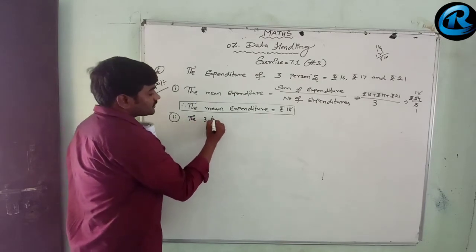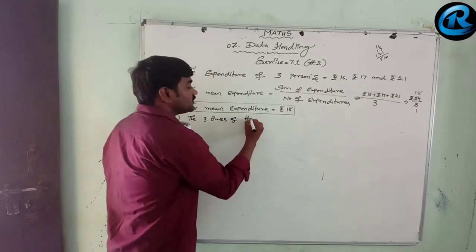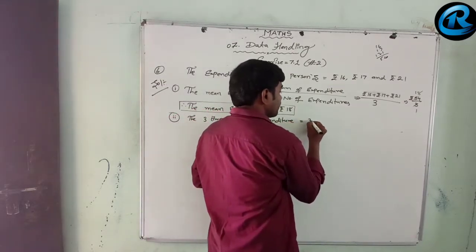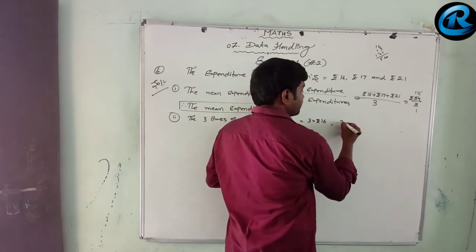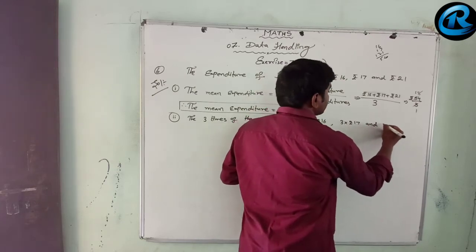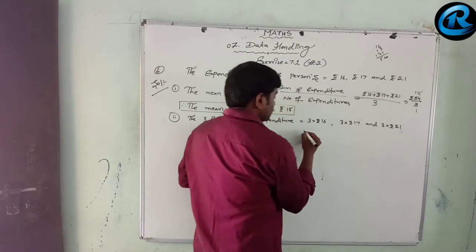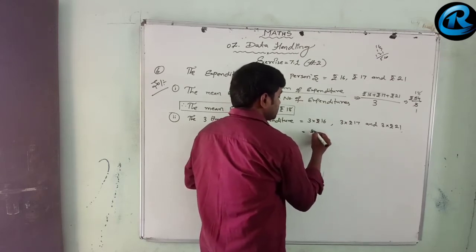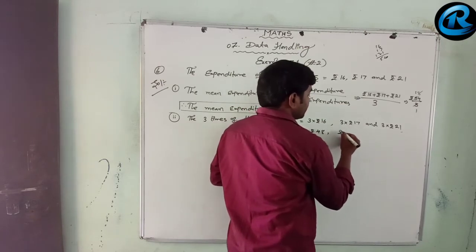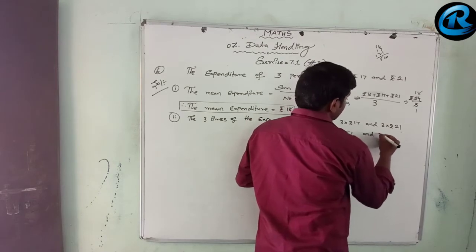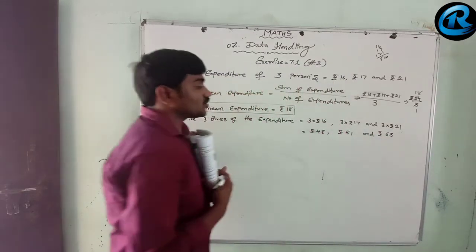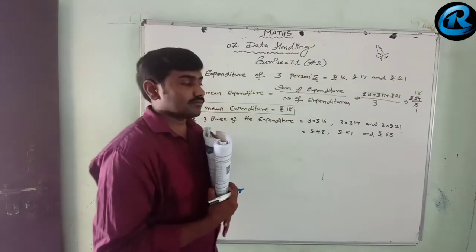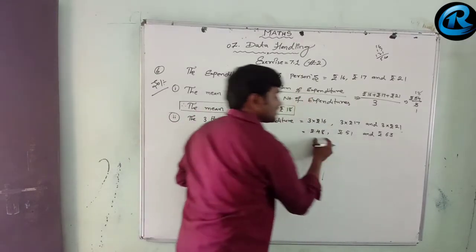Now here, 3 times the expenditure equals 3 into rupees 16, comma, 3 into rupees 17, and 3 into rupees 21. That is 48 rupees, 3 sixteens are 48, comma, 3 times 17 is 51 rupees, and rupees 63, 3 into 21. So this is 3 times the amount they paid on the original amount. Now we have to find the mean expenditure of these 3 times amounts.